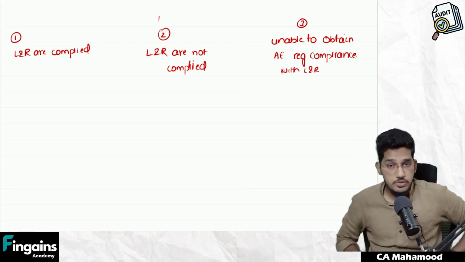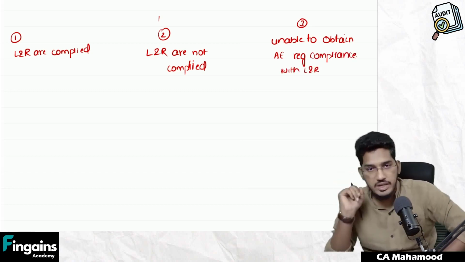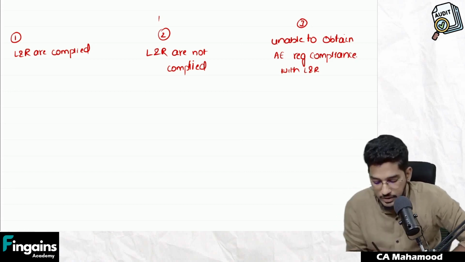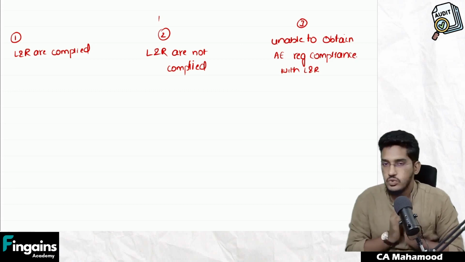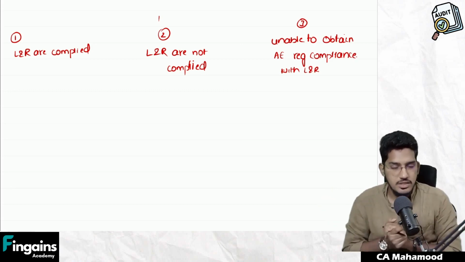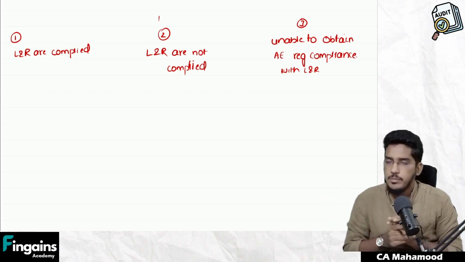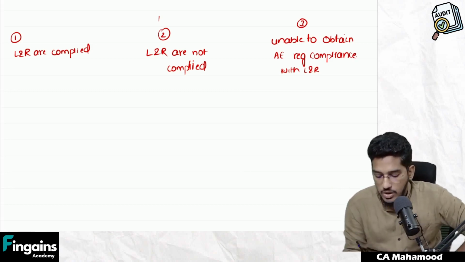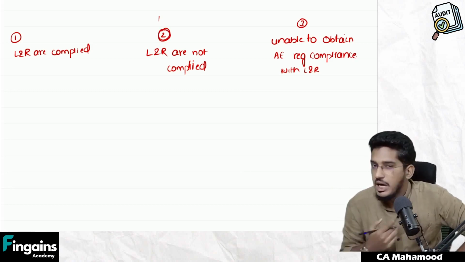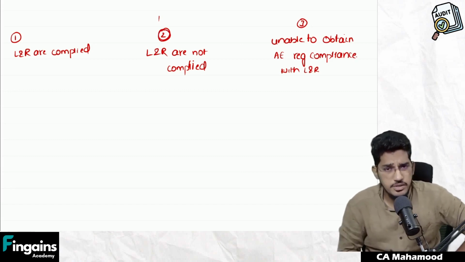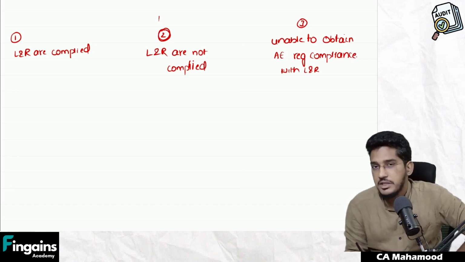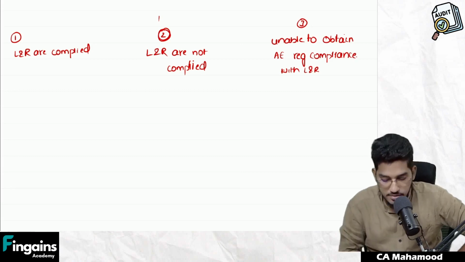After I have fulfilled my responsibilities, I might be left with three kinds of observations. What are they? I might have found that all the laws and regulations are complied with. There are no non-compliances. Management did not violate any law. Or the second category of observation will be: I performed my audit procedures, and I found that the management did not comply with some laws and regulations. They made some violations of the laws and regulations.